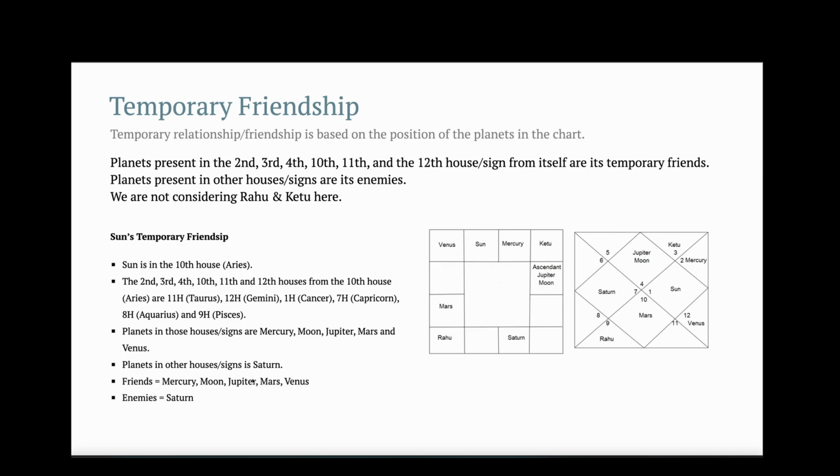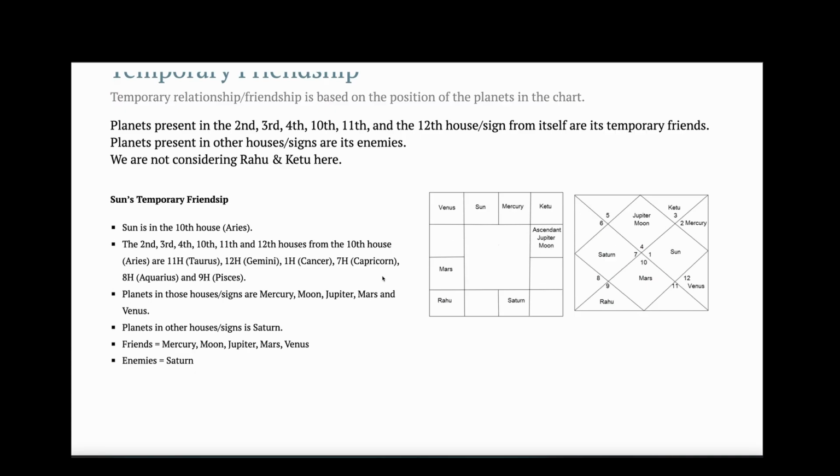So planets in other houses: the other house is only this 4th house of this chart, and that's Saturn. So Saturn is the enemy. That way we have calculated the temporary friendship of Sun.